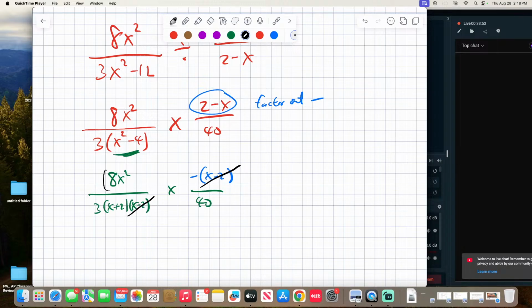8 and 40, because this is multiplication. Remember, it's not 8 plus x squared, it's 8 times x squared. That's a factor. So this simplifies to 1 and what? 5. So on the top it's going to be negative 1 x squared. Is that okay? Over 3 times x plus 2.